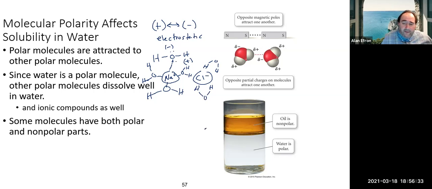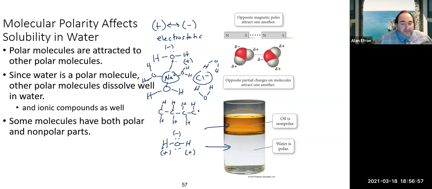Something like oil and water, water again being polar, negative and positive over here on the hydrogens. Oil is pretty much nothing but a really long chain. I'll just draw 4 of them, but a lot longer than this, a chain of carbons attached to carbons, which is nonpolar, and carbons attached to hydrogens, which is nonpolar, which means this guy, for the most part, has no charge. He's nonpolar.